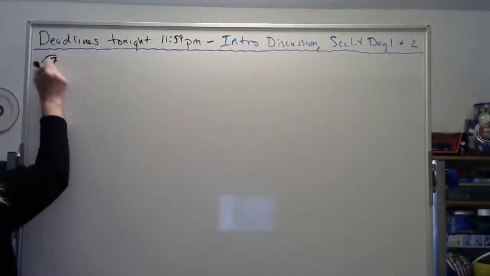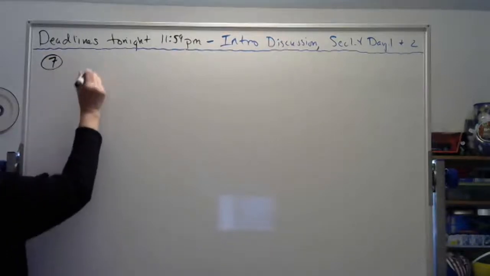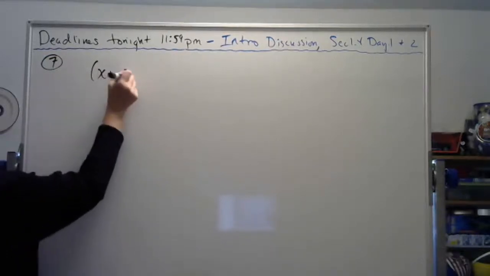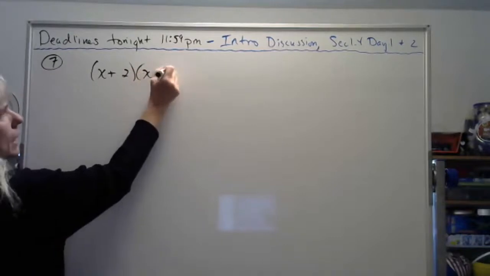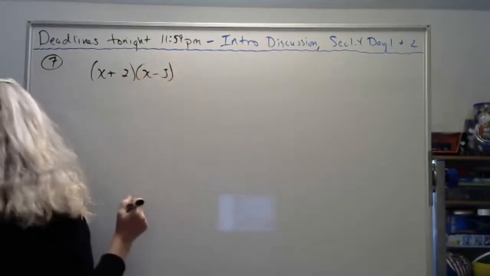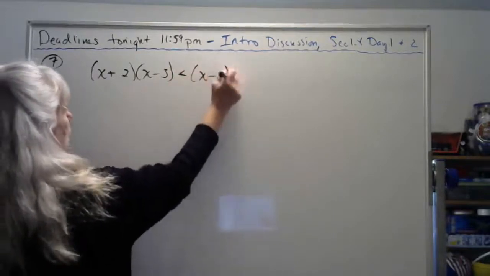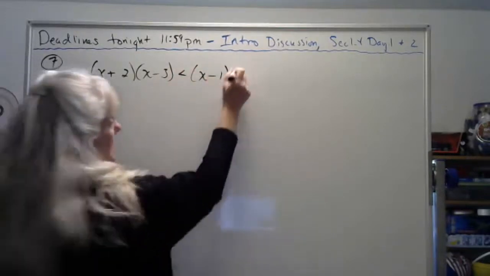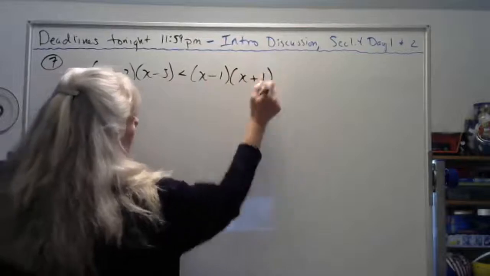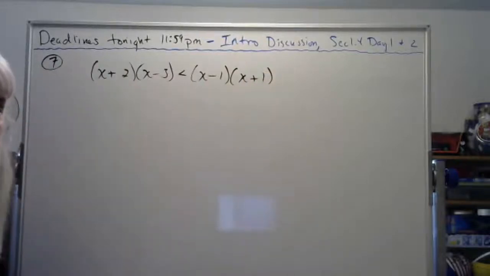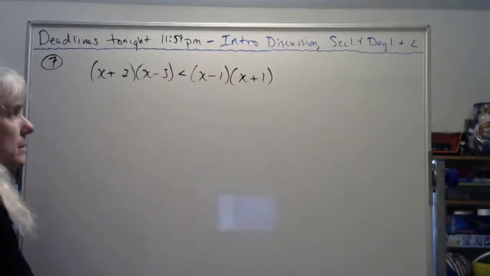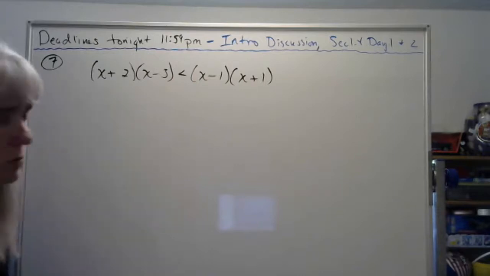So, example 7 says the quantity x plus 2 times the quantity x minus 3, and we want that to be less than the quantity x minus 1 times the quantity x plus 1. Well, that definitely does not look like the previous examples, but because we see parentheses, we'll go ahead and FOIL to get rid of those parentheses.